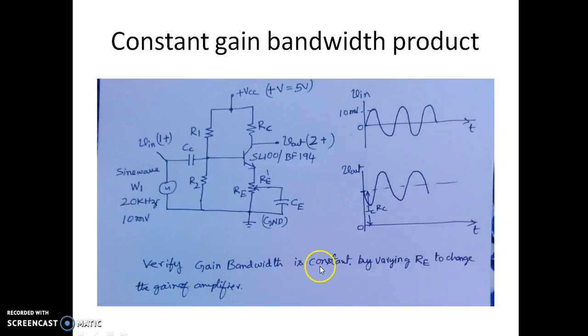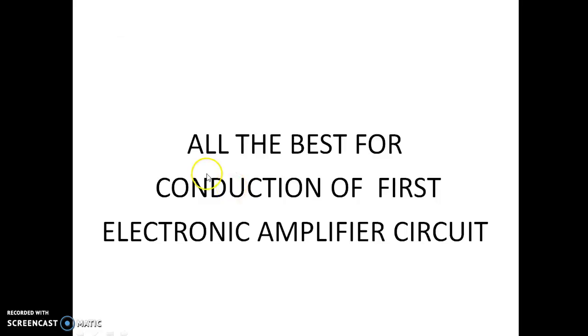You can verify whether the gain bandwidth is constant or not, meaning you change the amplification of this system. How do you change the amplification? Change the value of Re dash, which will change the gain of the system. Once you change the gain of the system, naturally the bandwidth has to remain constant. So this is how you can do this experiment. Since this is your first electronic amplifier circuit, I wish you all the best while conducting this experiment.